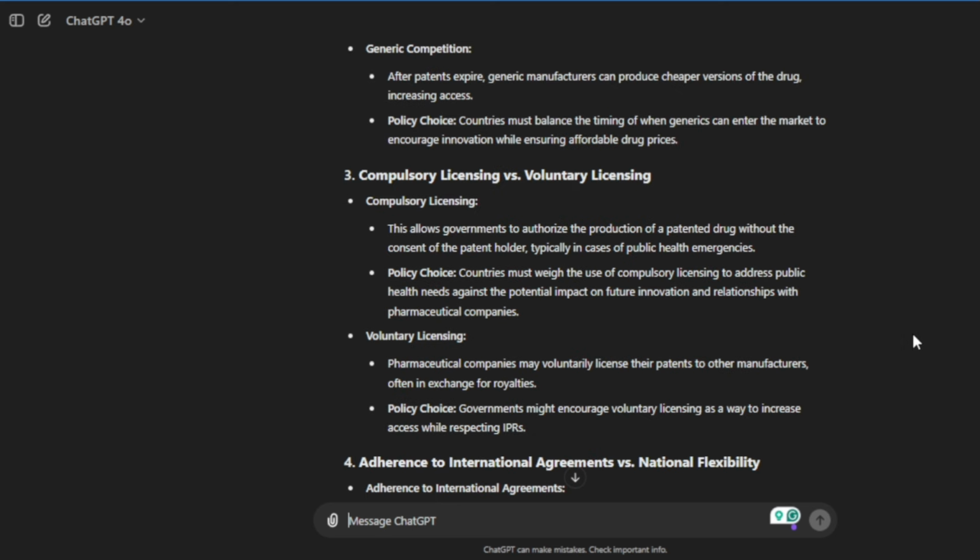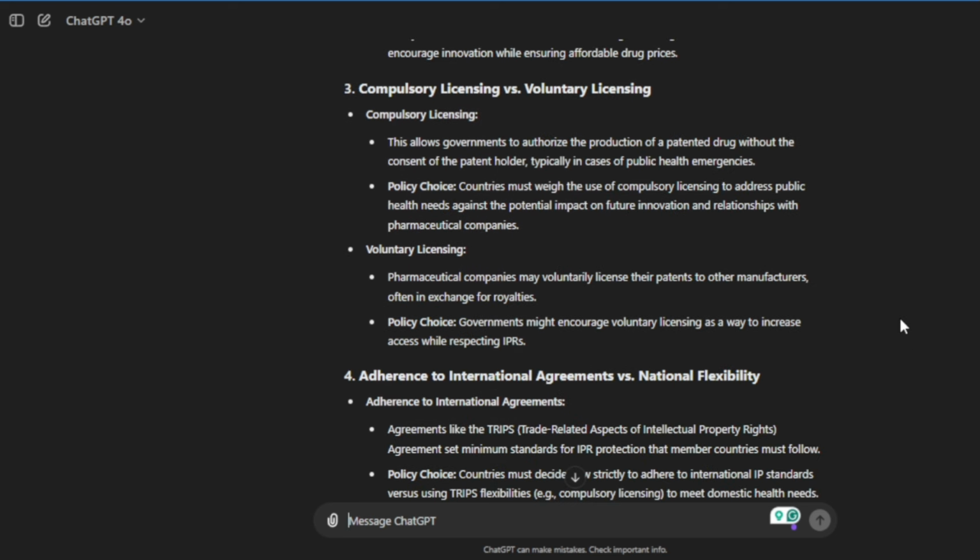Compulsory licensing versus voluntary licensing. This allows governments to authorize the production of a patented drug without the consent of the patent holder, typically in cases of public health emergencies. So if there's a public health emergency, the government can say, well, I know you've got a patent, but we're going to allow other people to use it. And then voluntary licensing, where pharmaceutical companies may voluntarily license their patents to other manufacturers in exchange for royalties.